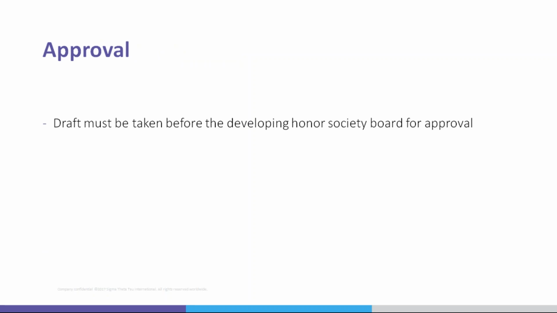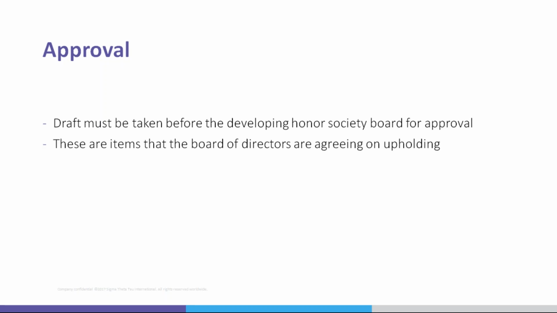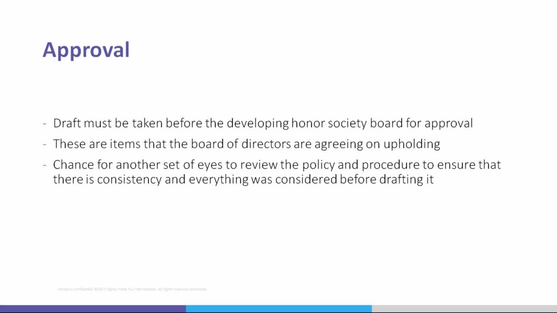Once the draft policy or procedure has been created, the team will present it to the chapter's board of directors for approval. This is an important step, especially for policies created, because these are items the chapter board of directors or honor society board of directors are agreeing to uphold, and it is a chance for another set of eyes to review the policy created and ensure that there is consistency and that all items were considered before draft.